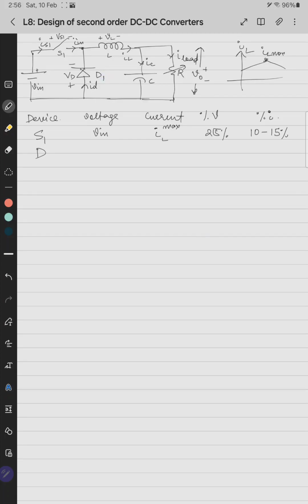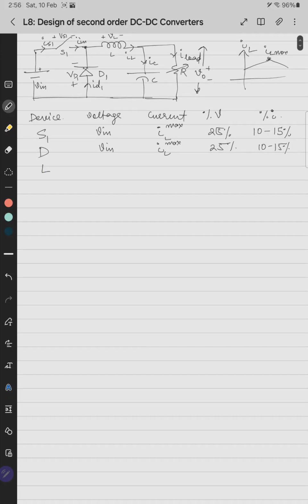For the diode, let's denote it by D1, not D, because D is the steady state duty ratio, so we would have confusion. For the diode, if the switch is on, the diode is reverse biased, so the voltage across it is V in. Similarly the current should be rated for the same IL max, with the same 25% and 10 to 15% margins. For the inductor, the voltage should be V in, again the same thing.